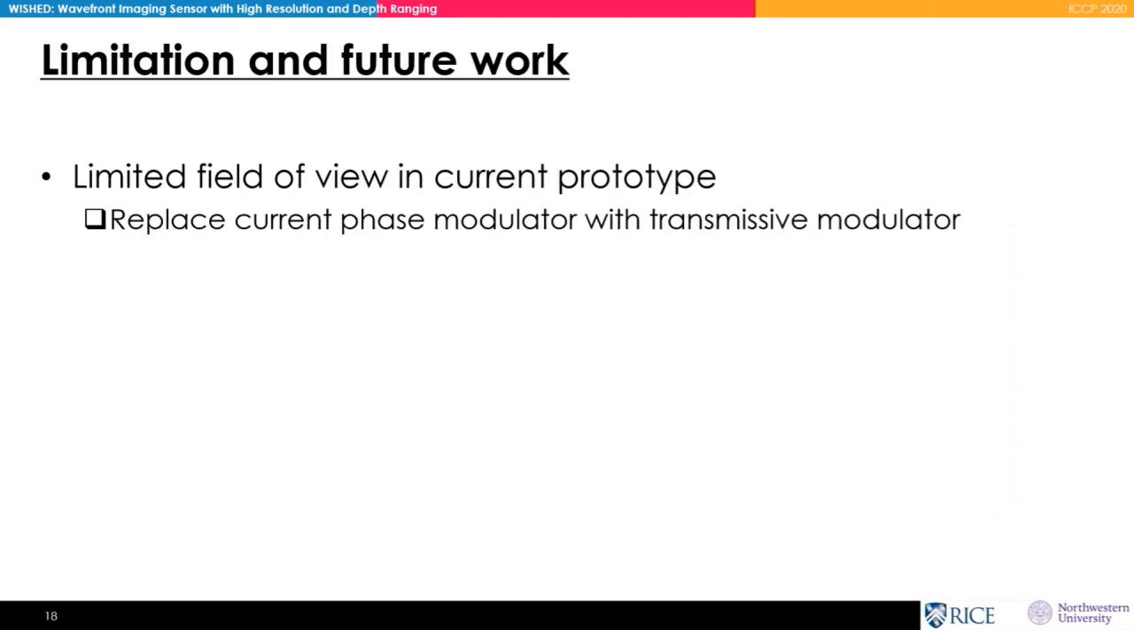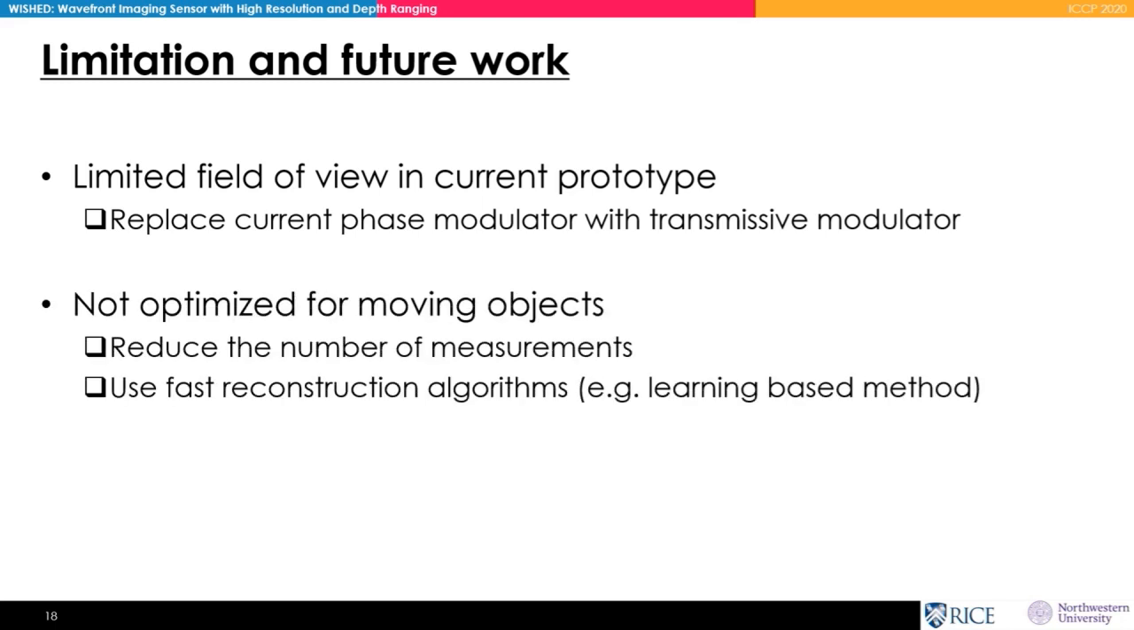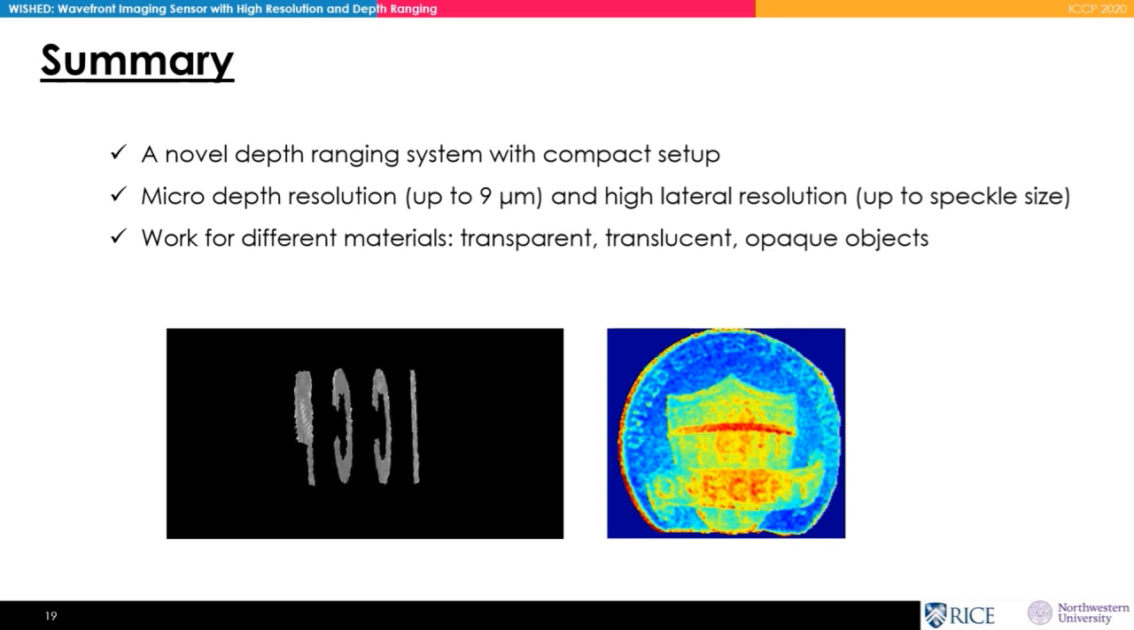In the current prototype, we use a cubic beam splitter between the phase modulator and the sensor, which limits the field of view. We can replace the modulator with a transmissive modulator to increase the field of view. Moreover, the current sensor is not suitable for moving objects. That is due to multiple measurements in acquisition and iterative reconstruction algorithms. In the future, we would like to reduce the number of measurements and use a faster reconstruction algorithm, such as deep learning-based methods.